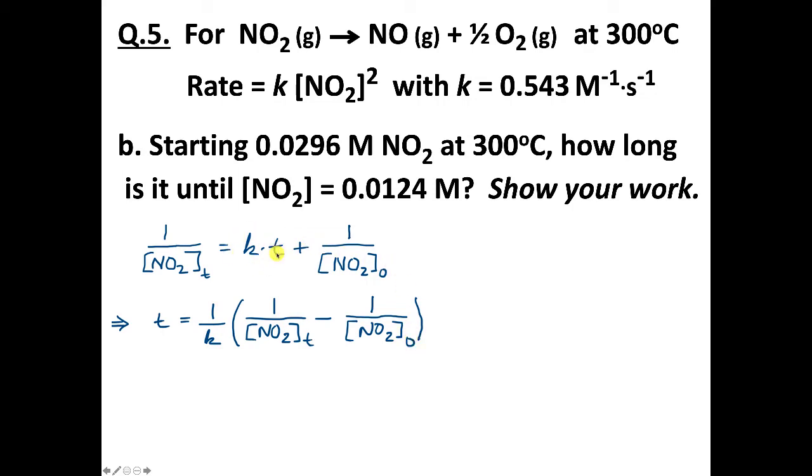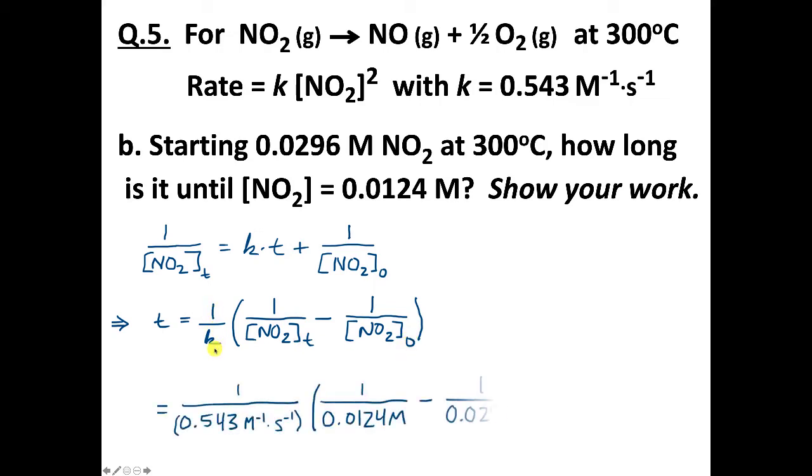And so then to solve for t, I divide both sides by k, which is the same as multiplying by 1 over k. Don't forget your parentheses around this whole grouping of 1 over NO2 at time t minus 1 over NO2 at time 0. And then that gets multiplied by 1 over k. Now I'm going to plug in the values.